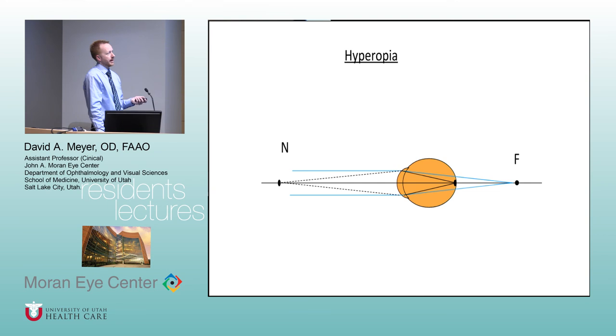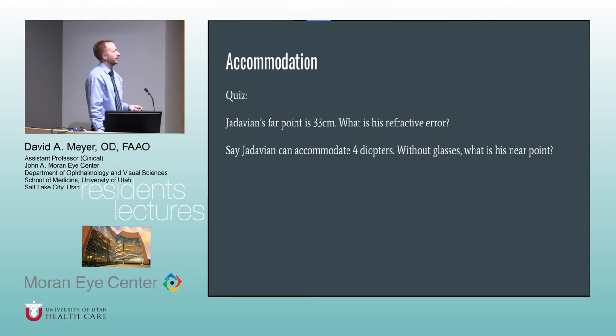Hyperopia, we talked about how their far point is behind the eye. When they accommodate, it essentially brings their far point up to the retina. So in their case, it's a little goofy, but their near point is here. No, let's skip that.